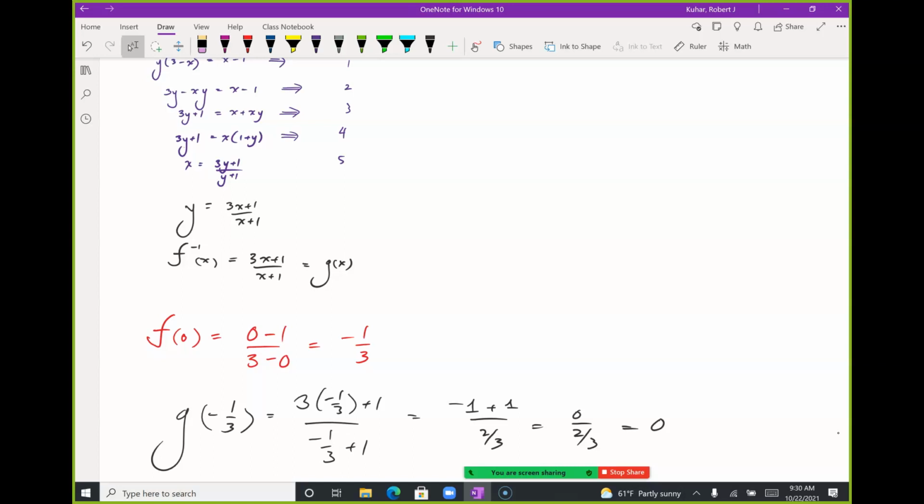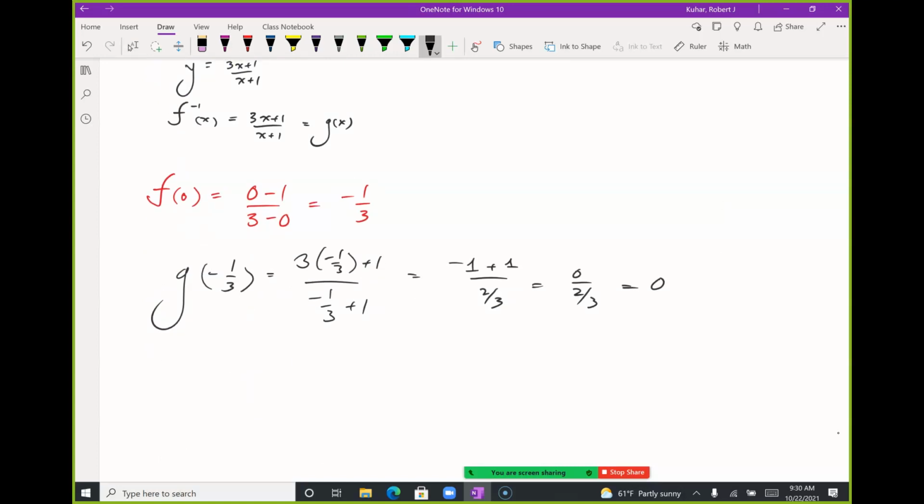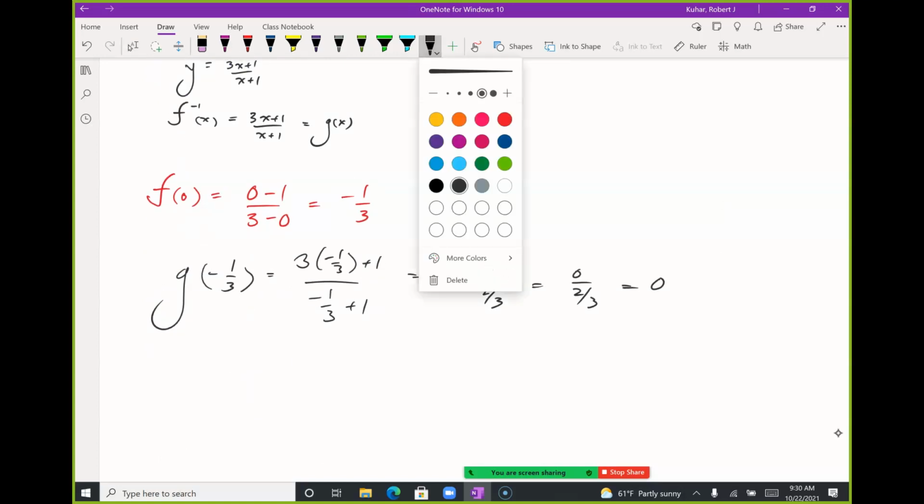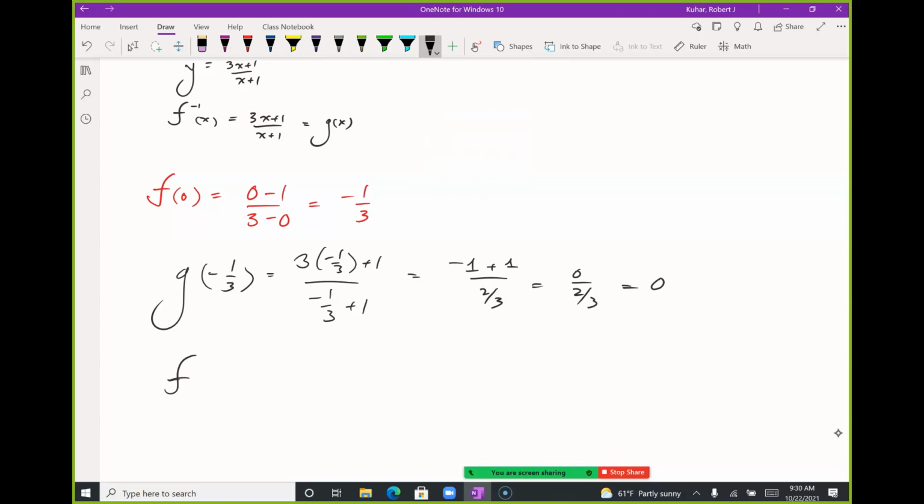But this is not good enough for me. I can't test one input value. I can't test 100 of them. Well, I could, but it would take me forever. I certainly can't test them all. So what is our way to finally say we definitely have an inverse? You put g as an input of f.